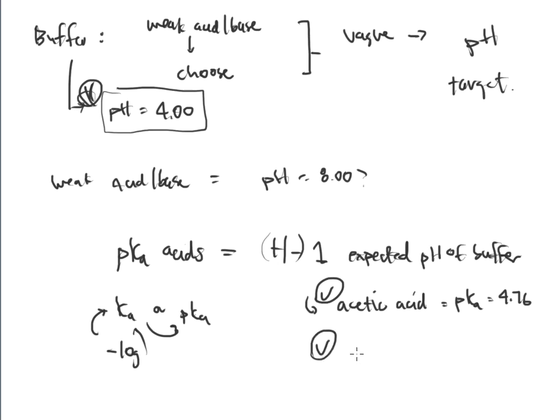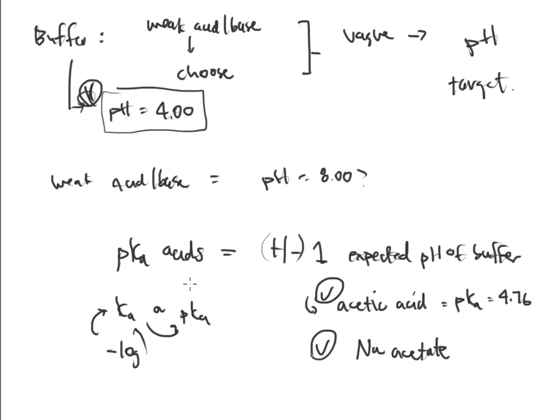All right, so what about the base? Well, if this is acetic, I now know that I probably need the acetate from the acetic acid, and I probably will put sodium out in front of it, and that will be my weak base that I need in order to make this buffer.